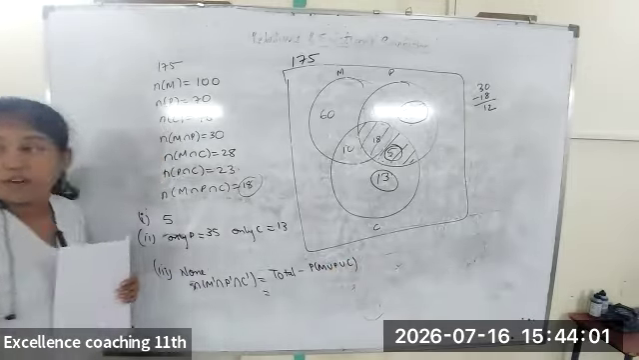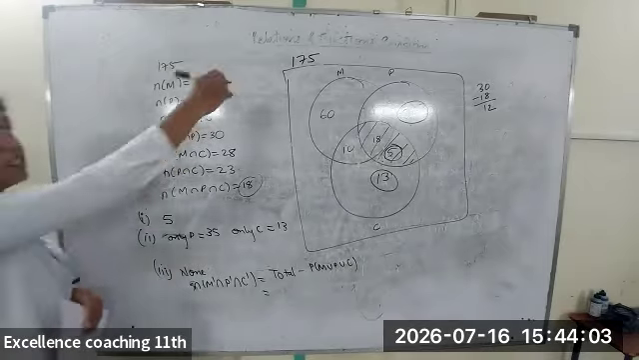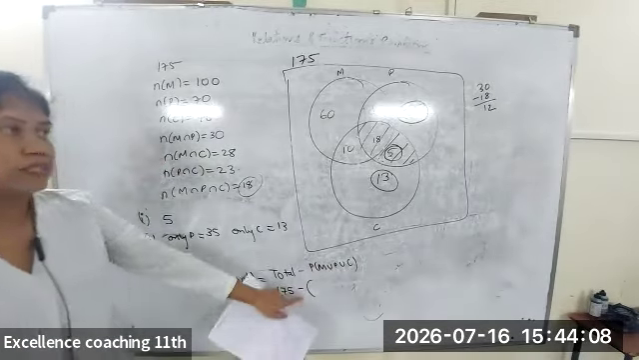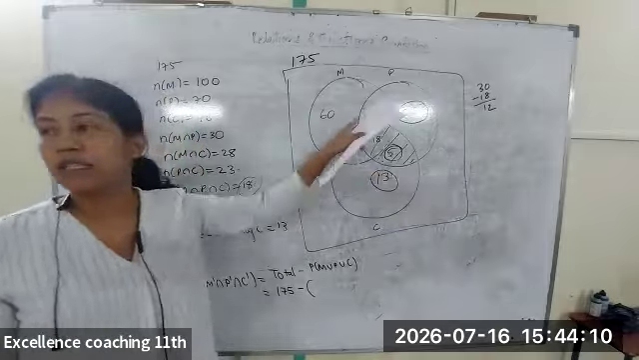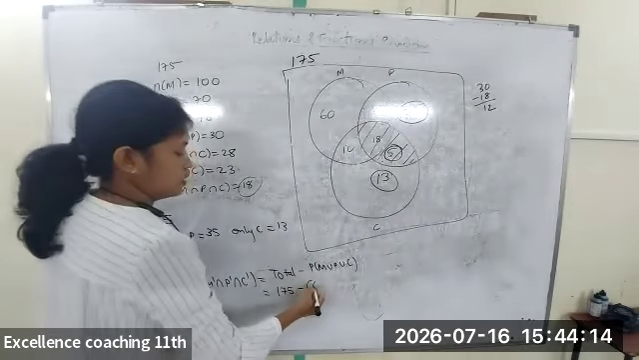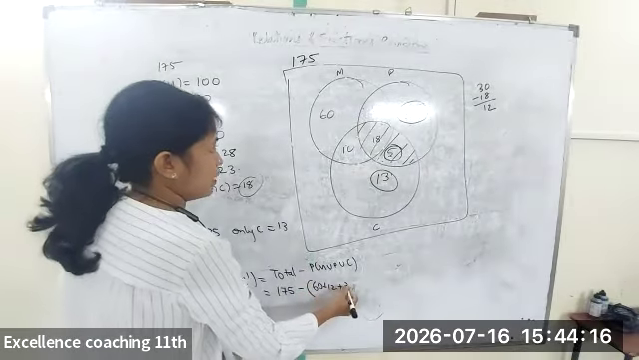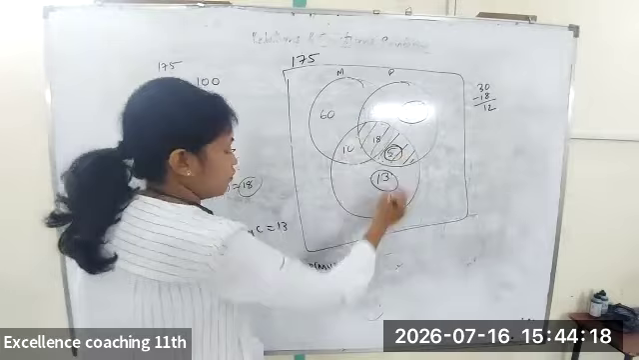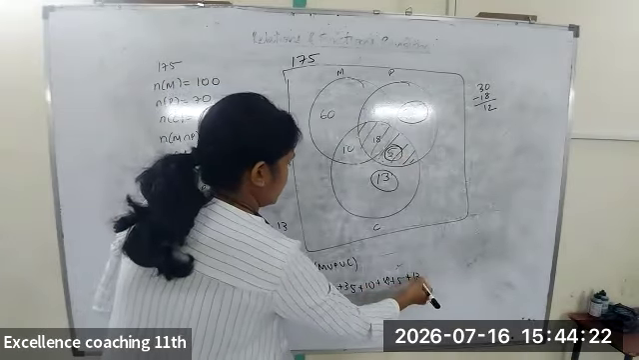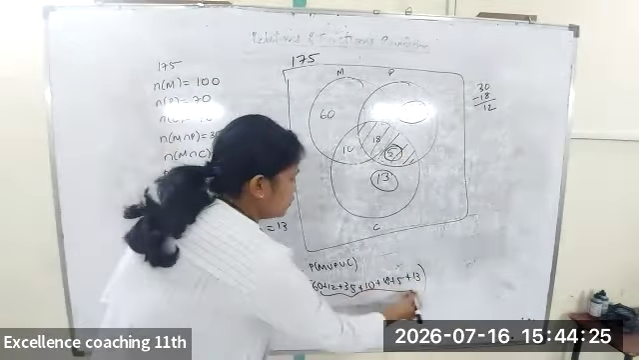If you don't want to write a formula, at least, total is how much? 175 minus, inside a bracket, add all these numbers, whatever is inside the circle. So 60 plus 12 plus 35 plus 10, 18, 5 and 13. All the numbers you add. So this is called union.